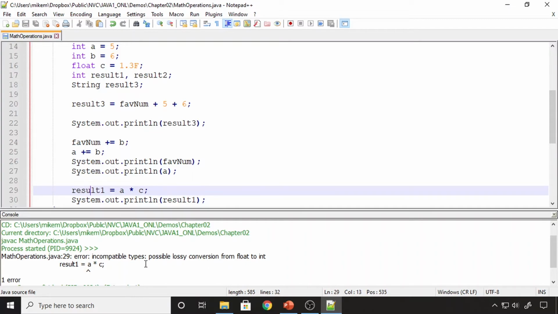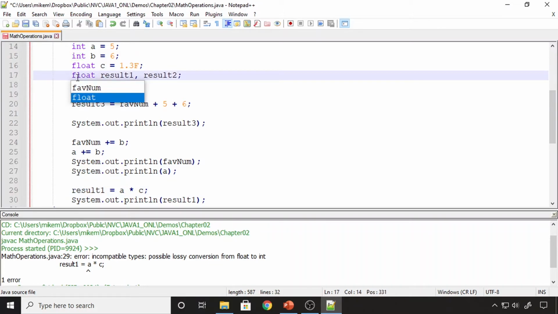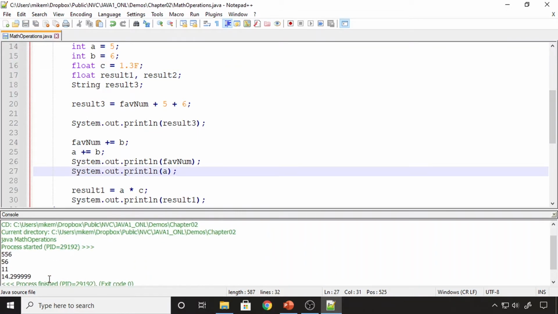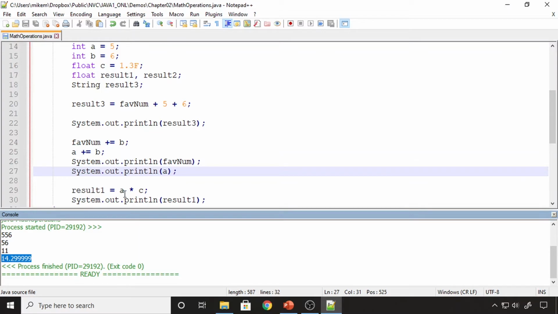So Java wants you to fix this, and the way that we're going to fix this is we're going to convert this to a float. Instead of having it as an integer, I'm going to make it a float. So result 1 is now a float. I'm going to compile and run, and then there's the result of A times C.